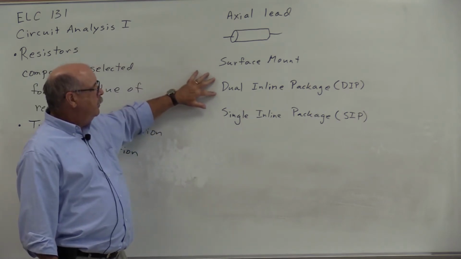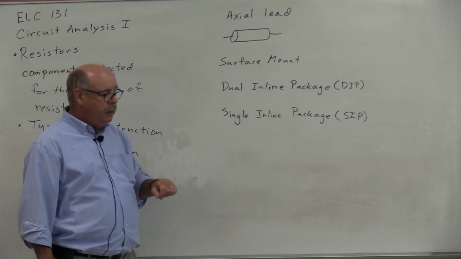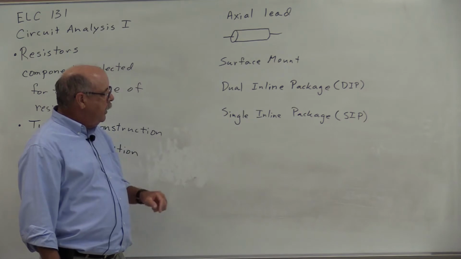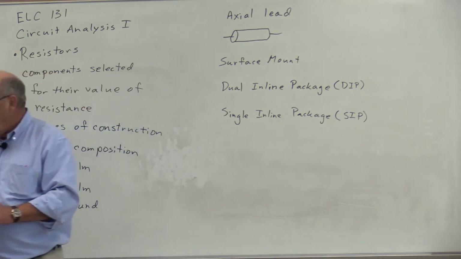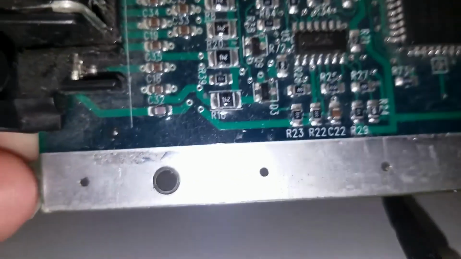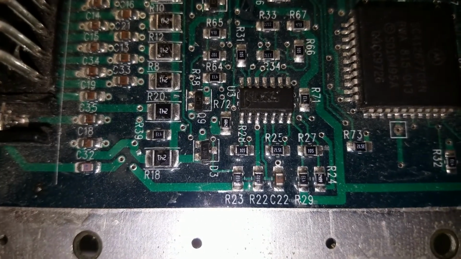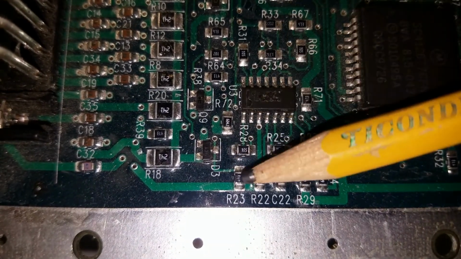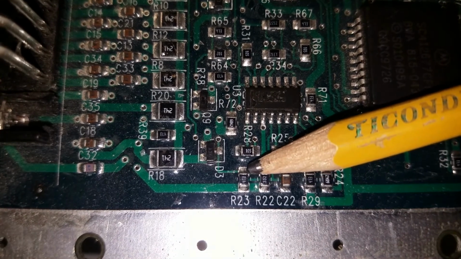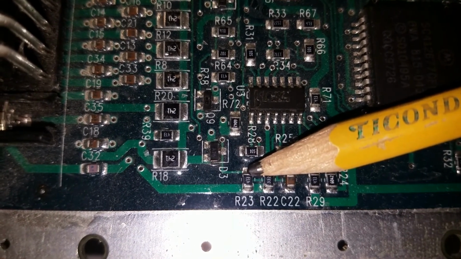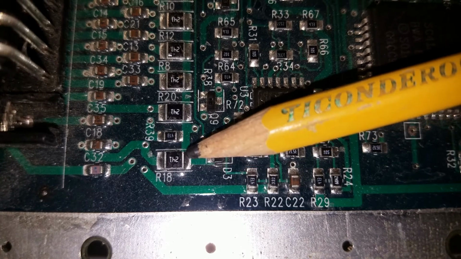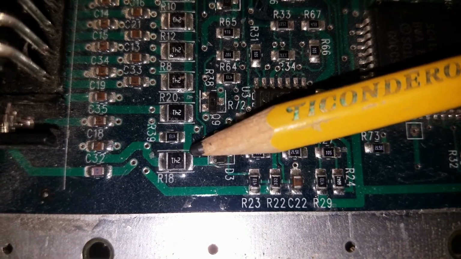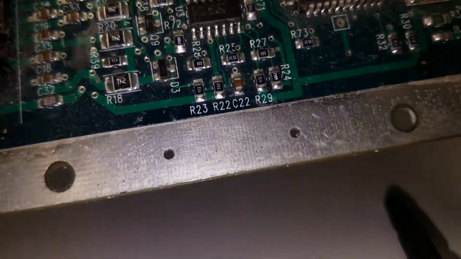Resistors can come in dual inline packages or a DIP package, and resistors can also come in a single inline package or what's called a SIP. And if we look here, we can actually see some surface mount resistors. So this component right here, labeled R23, is a resistor. R22. And we look over here and there's another surface mount resistor, R18. So resistors also come in surface mount packages.